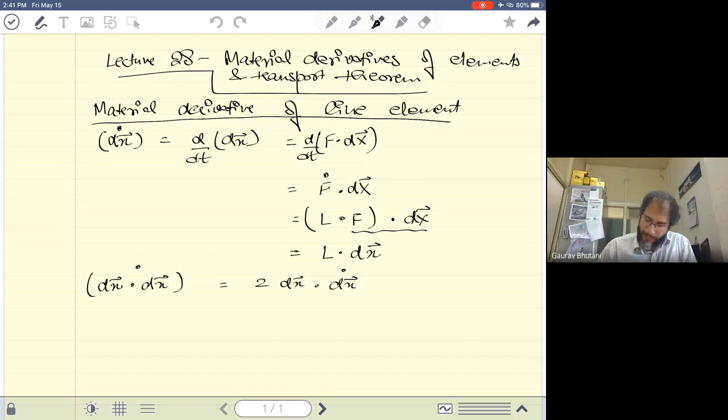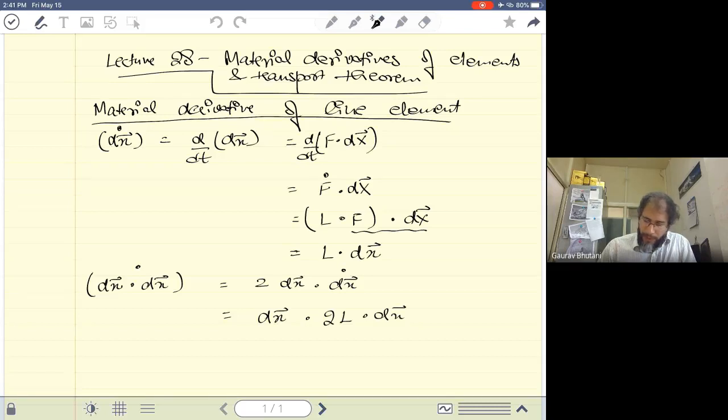And using the same ideas, writing dx dot as L times dx, as we just derived in the line above, we can write this as d small x dot, 2 can be taken inside, and then dx dot can be written as L dot dx. So what we have done is we have substituted d small x dot as L dot dx.